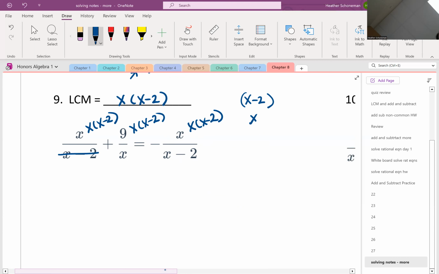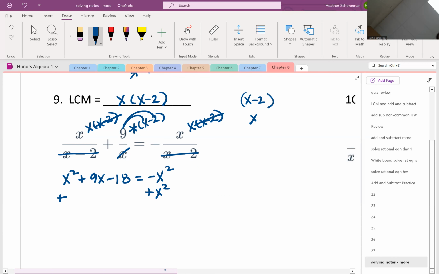So in the first fraction, the x minus 2 cancels, giving me x squared. Here, the x cancels, so I have to distribute, and I get plus 9x minus 18. On this one, it cancels, so I get negative x times x, which would be negative x squared. There's no like terms, but it's quadratic, so I'm going to set it equal to 0.